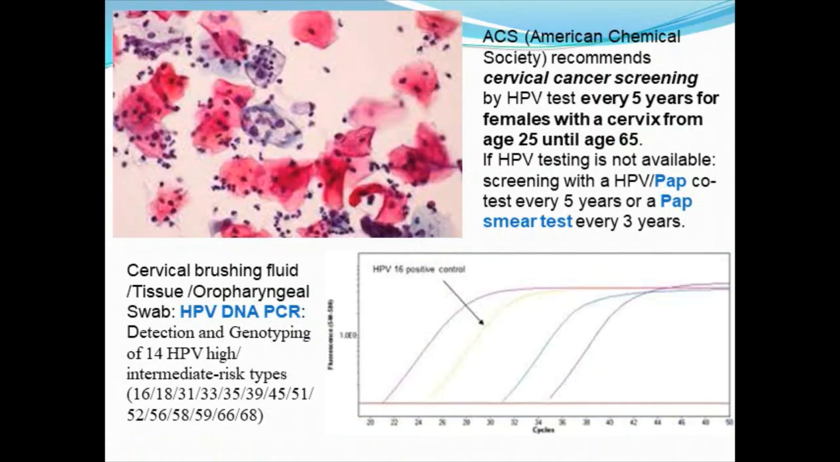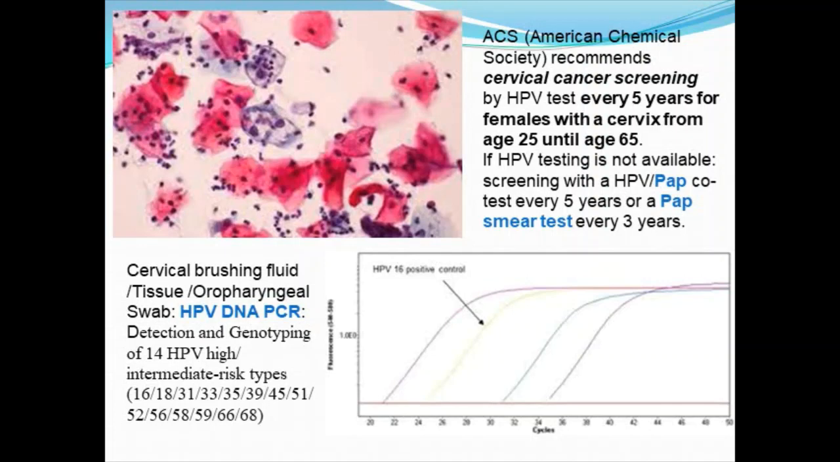According to the American Cancer Society, it recommends cervical cancer screening by HPV test every 5 years for females with a cervix from the age of 25 until the age of 65. However, if the HPV test, that is HPV DNA PCR, is not available, screening with a PAP and HPV co-test every 5 years or a PAP smear test every 3 years is recommended.